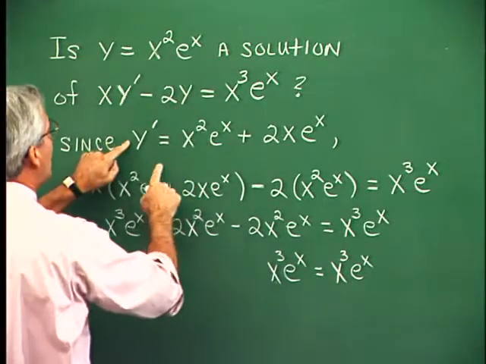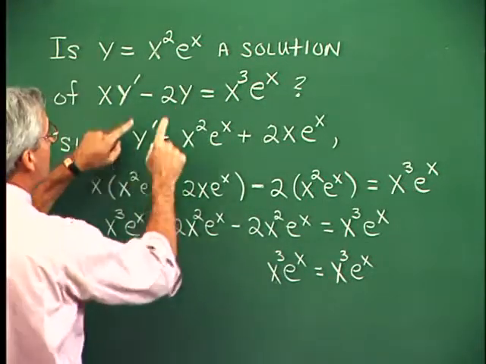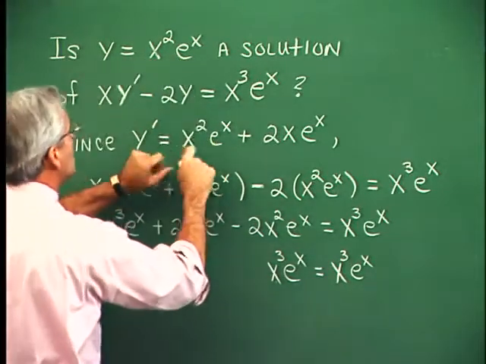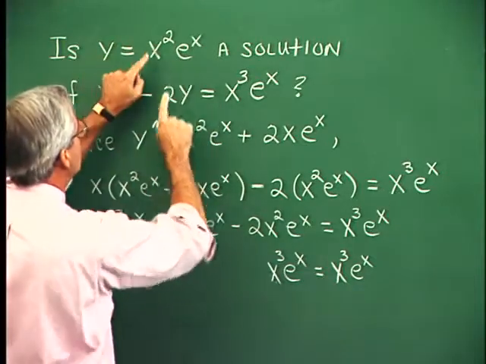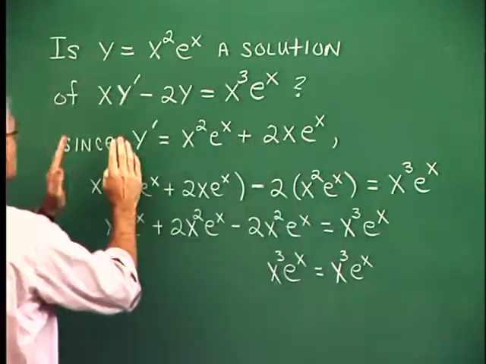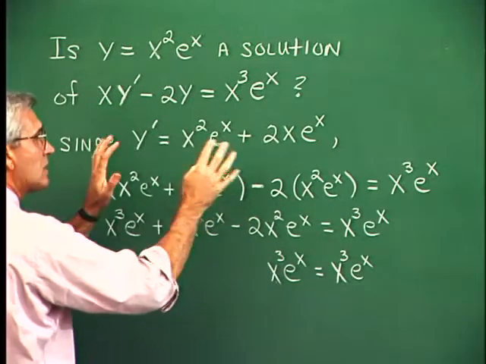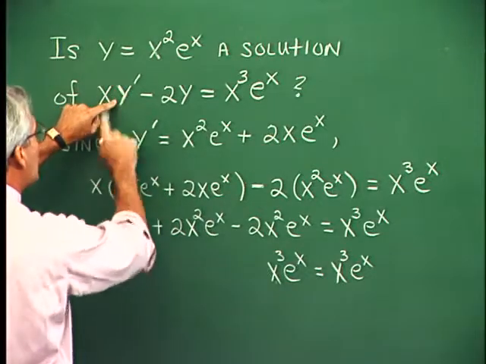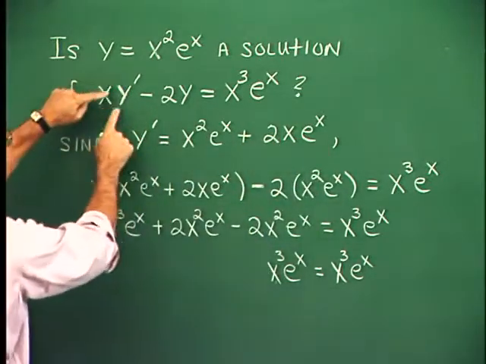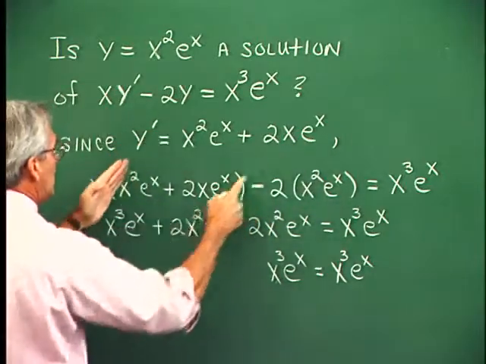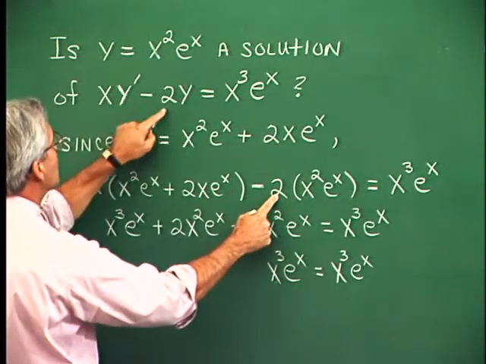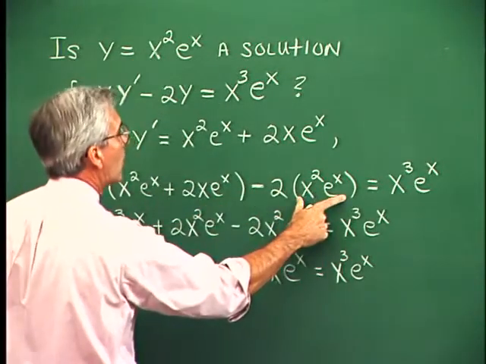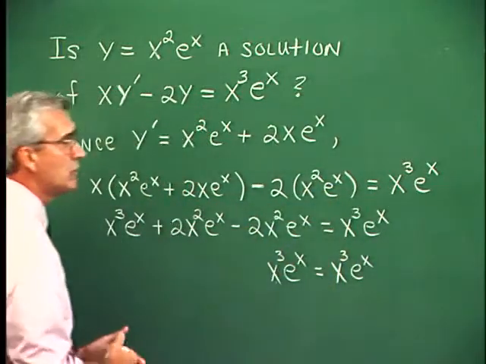So we take this candidate for a solution and we find its derivative. We find y prime. Y prime now is found by using the product rule on these two. It's x squared times the derivative of this plus e to the x times the derivative of that. So we have this. So since this is y prime, we'll make substitutions into this differential equation. So we'll replace y prime with all of this. So we have x times the y prime, and then minus 2 times y. Well, the y is this, the x squared e to the x power. And then we just bring down the x cubed e to the x.